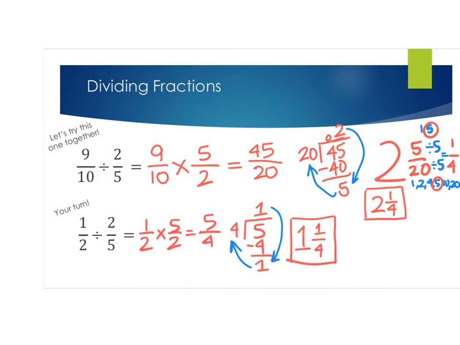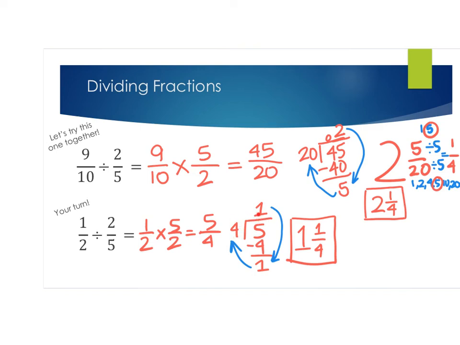All right, so hopefully you were able to try out that problem. So we had 1/2 divided by 2/5. So I did keep, change, flip. I kept the first fraction the same. I changed division to multiplication, and I flipped my second fraction to find the reciprocal, which is 5/2. Then I multiplied. 1 times 5 is 5, 2 times 2 is 4, and then I got my answer of 5/4. But I didn't want an improper fraction as my final answer, so I divided and I put the top dog inside the house, and I did 5 divided by 4.